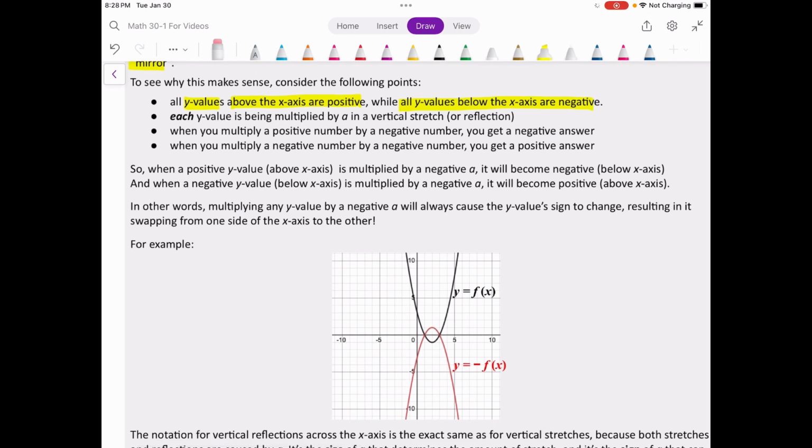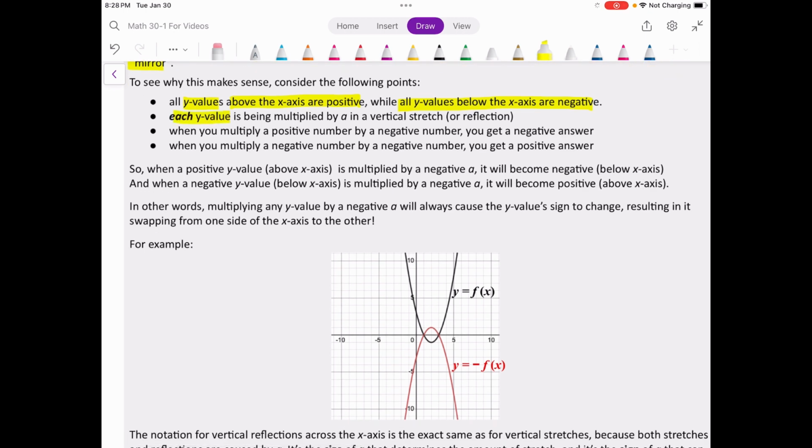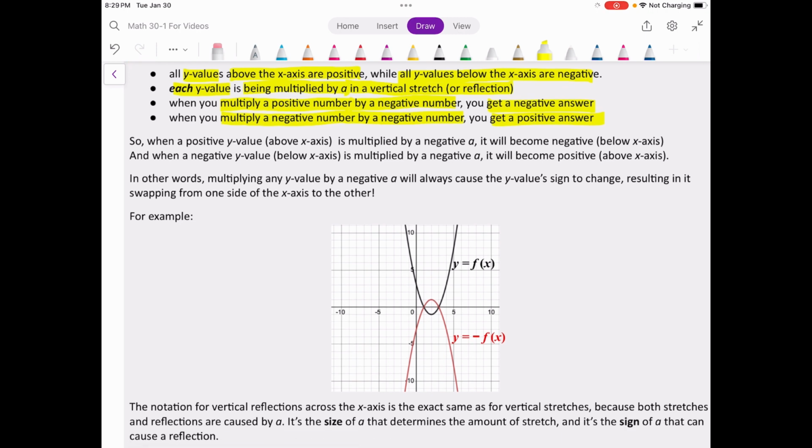Each and every single y value, when we vertically stretch something by a factor of a, gets multiplied by a. That's what happens in a vertical stretch, or a vertical reflection. When you multiply a positive number by a negative number, you get a negative answer. Positive times negative is negative. If you multiply a negative number by a negative number, you get a positive answer. Negative times negative is positive. So why does this cause a reflection? That's the idea we need to think about. That's enough to make this make sense, hopefully.